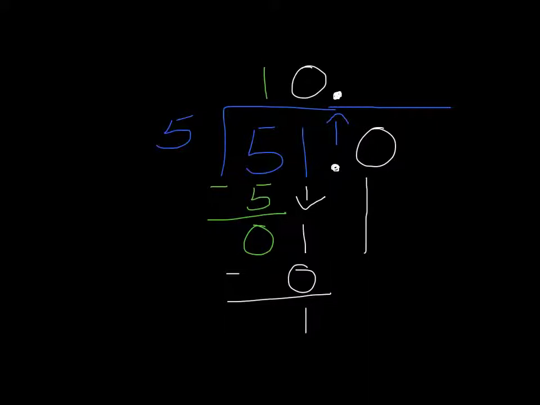So now I bring down that 0, and now I just continue using long division. Now I'm looking at 5 and 10. How many times does 5 go into 10? I can use my basic math fact knowledge to know that 5 times 2 is 10. So up here I'm going to write 2. Now multiply. 2 times 5 is 10. I subtract, and I'm left with 0. So 51 divided by 5 is 10.2. Now we have that as a decimal instead of a remainder.